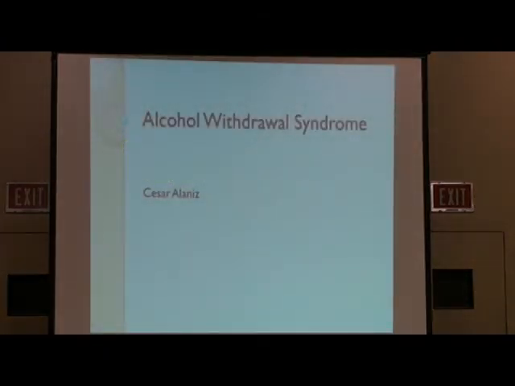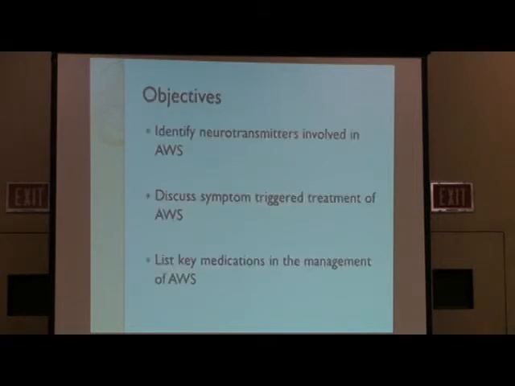I'm going to be talking to you today about alcohol withdrawal. These are the objectives of what I'm going to be covering today. Talking about neurotransmitters, it's important to try to get an appreciation for the pathogenesis and pathophysiology of alcohol withdrawal, because I think it has huge implications in terms of management, and which types of agents we could potentially use. I'm going to talk about something called symptom-triggered treatment of alcohol withdrawal, and then I'll talk about some key medications with respect to management.